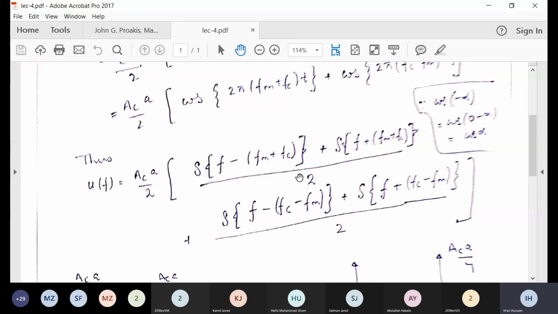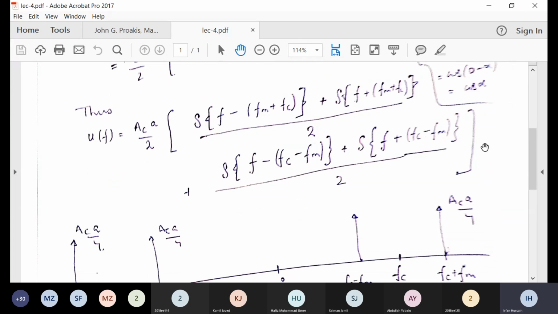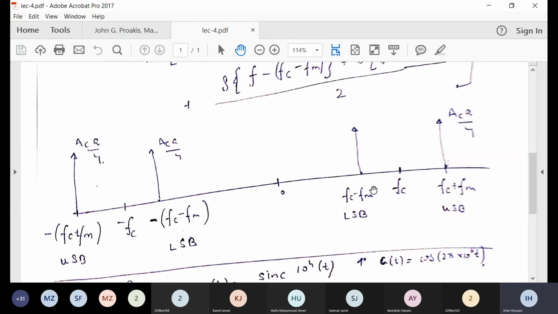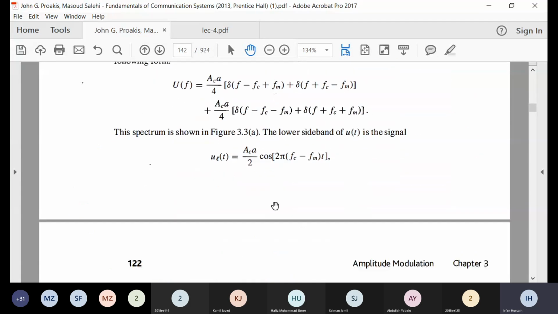right? And these two things, which will be fc minus fm, again this will be positive, and this will be, you can very well see, because of this plus, a negative. So fc minus fm positive, and then minus fc minus fm, this will be the negative. And this is actually the lower sideband. This is also the lower sideband. I'm sorry, this one will be the upper sideband, and this will be the lower sideband.